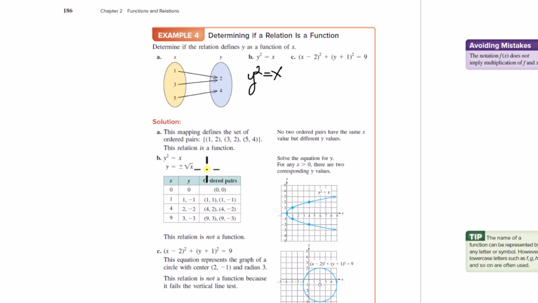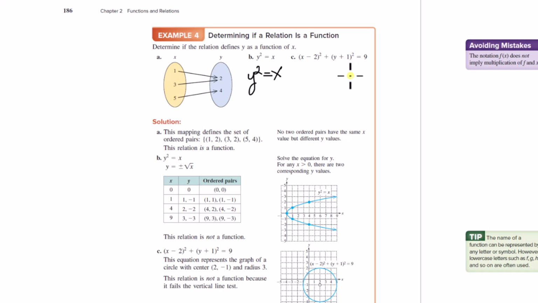We haven't talked about how we would do a test for a function in another type of coordinate system. Okay, here's the graph of y squared is equal to x, and it does not pass the vertical line test. Okay, what about this equation here? Well, we can see that's the equation of a circle centered at (2, -1) with radius 3. Just thinking about what the graph of a circle looks like, we can intuitively think about how this is not going to be a function.